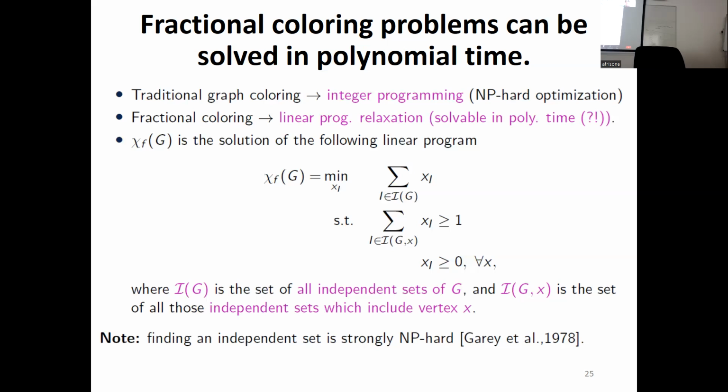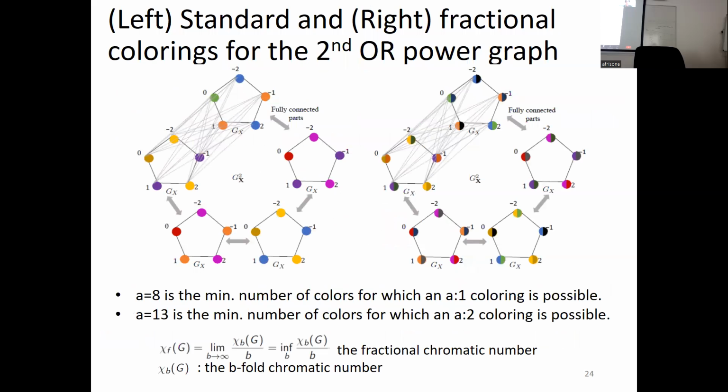Derya, can I ask a question? Of course. Could you explain in a few words in the earlier slide why the limit exists and why it corresponds to the inf? Is it difficult? Just the existence of the limit when B goes to infinity.